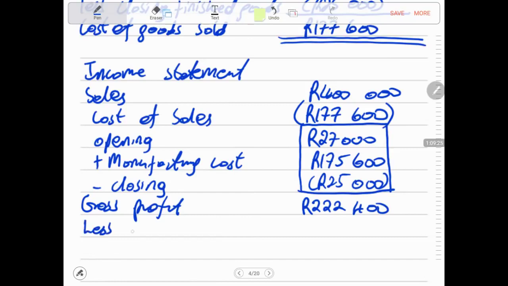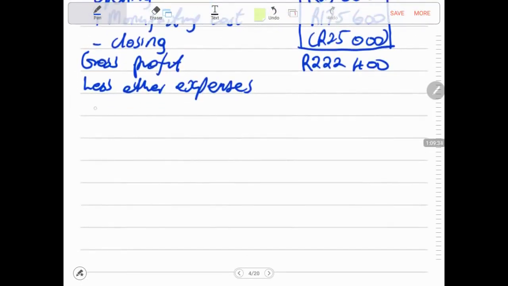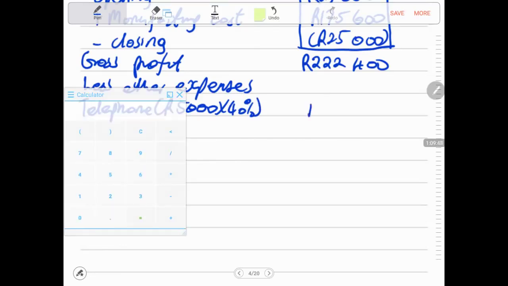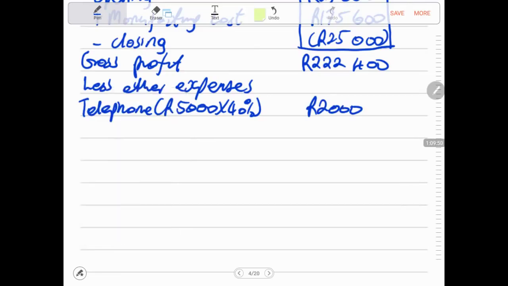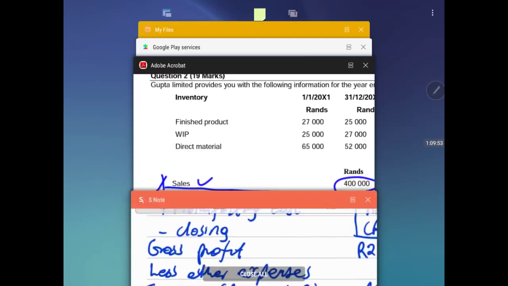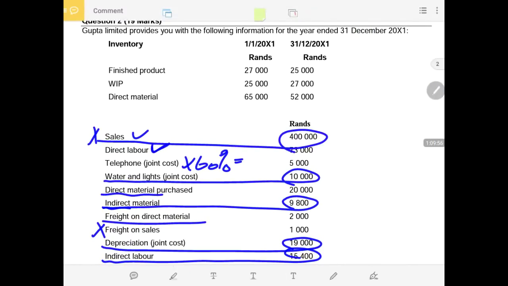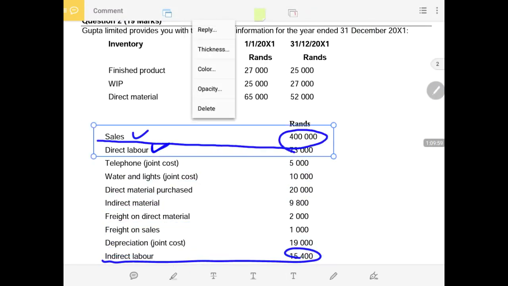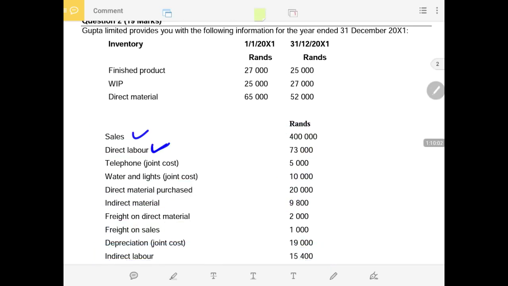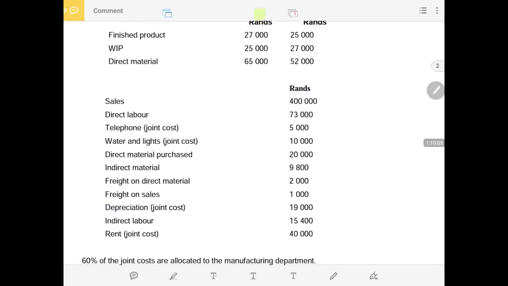Then after that we say less other expenses. Remember, our other expenses will still be telephone. They said that out of that 5,000 of telephone, 40% was non-manufacturing cost. That 40% amounted to 2,000 rands. If you remember, with regards to telephone, they said 60% of them were manufacturing, therefore 40% were non-manufacturing cost.